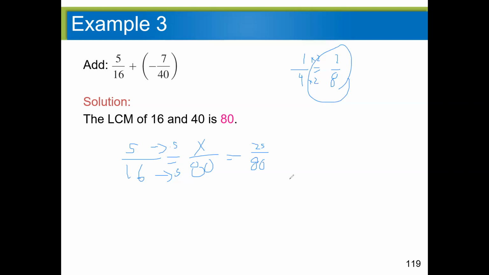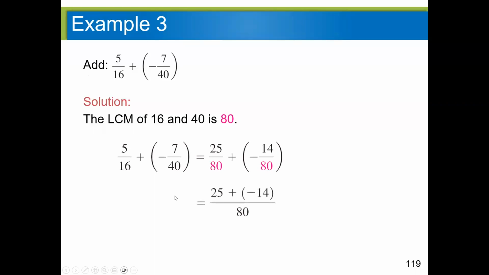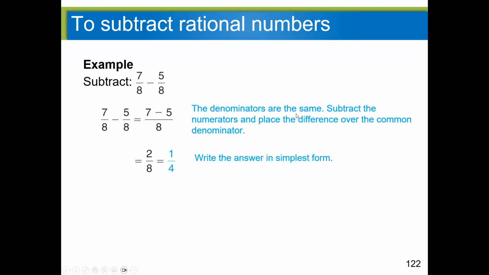Of course, we can do the same thing with 7 over 40. There we go. And then we can land all that. Once we have the same common denominator, that's the bottom number, we can then add our top part and get a total answer of 11 over 80. Cool.